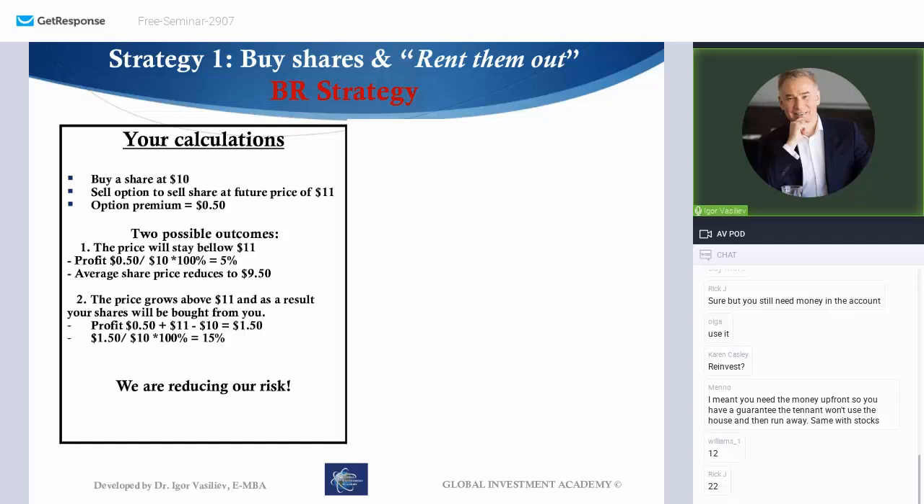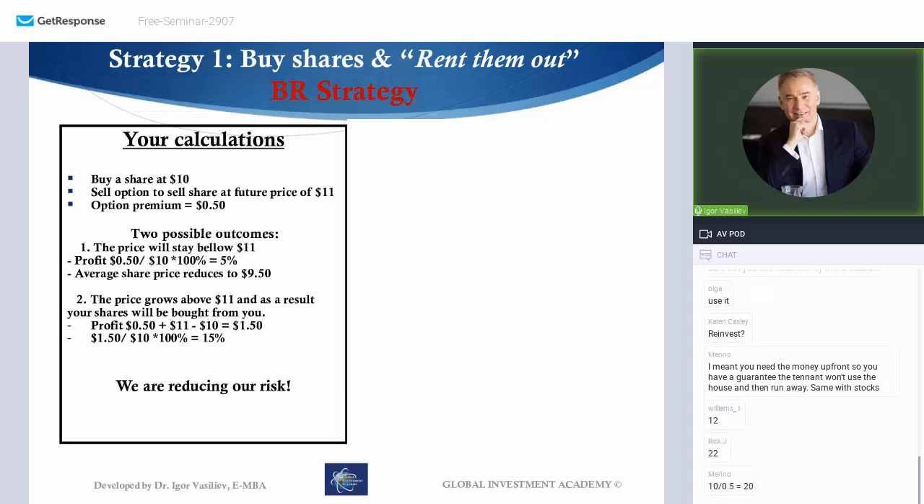Now, if the share price grows above $11, and as a result your share will be bought from you, right? Because that person is going to buy from you. For example, the share went to the $12 level. They're going to buy it from you at 11 and sell it at whatever price it is. For you, it already doesn't really matter. So what's your profit in this particular case? You're not getting only 50 cents, but you also get the difference between buy and sell. In this particular case, it's $1. So you created $1.50, which gives you a 15% return.